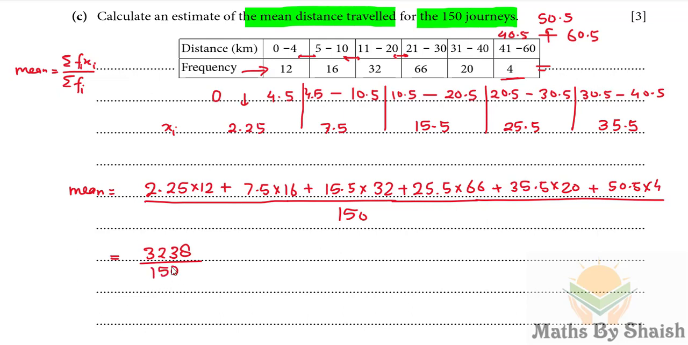So we'll get mean as 21.586 and so on. So till 3 significant figures we will write our answer, and that is going to be 21.6, and it is distance. So 21.6 kilometers is the mean distance traveled. I hope it is clear. Let's discuss the next one now.